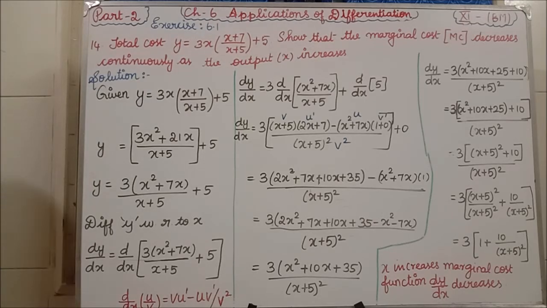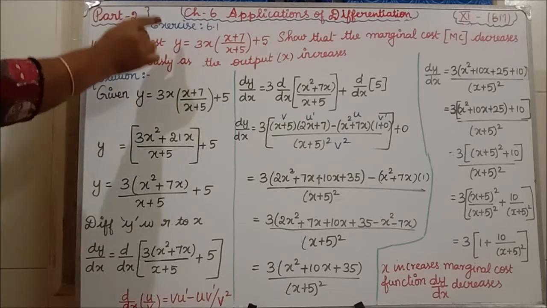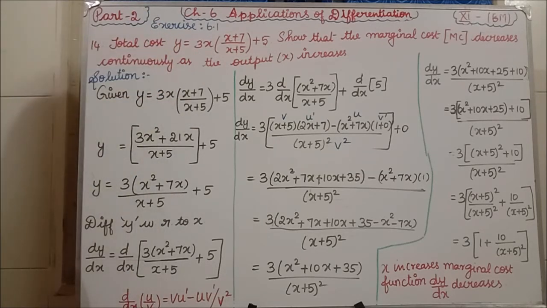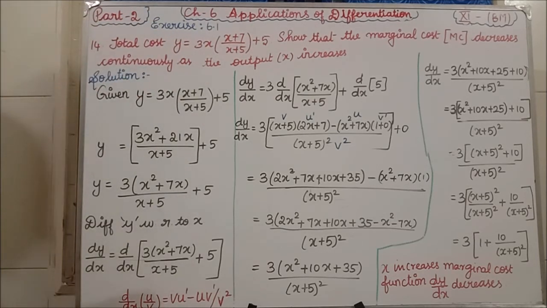What we have to show is that the marginal cost is decreasing. When it is decreasing means, when the output x value is increasing, at that time the marginal cost is decreasing; we have to show that. Is the question clear now? Now see, they were saying marginal cost. Marginal means you have to differentiate the cost, isn't it? That is the marginal cost. So your total cost is y, which means you have to differentiate dy by dx. We have to differentiate y with respect to x. That is the first step we are going to proceed with.